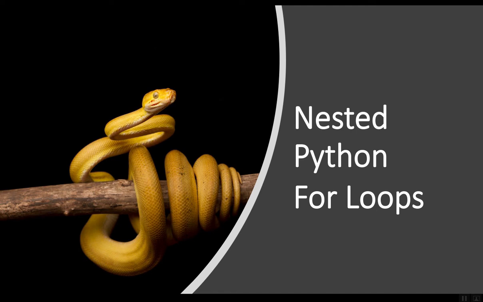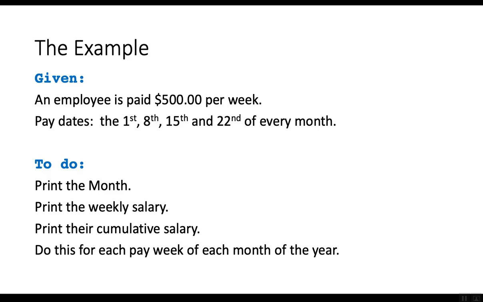So we had a student who had a question about how nested loops work in Python. So I came up with a simple example that was perfect for nested for loops. Let's talk about that. In this example, we have an employee who's paid $500 a week, 500 bucks. And they're paid weekly on the 1st, the 8th, the 15th, and the 22nd. So we're keeping it simple. They're paid 4 times a month.